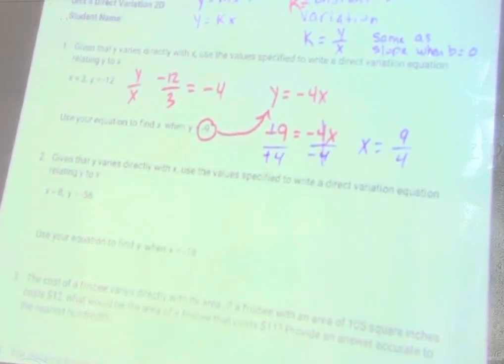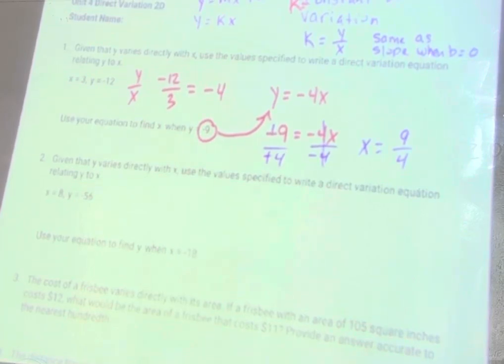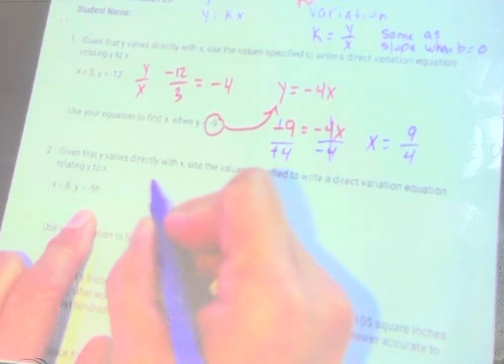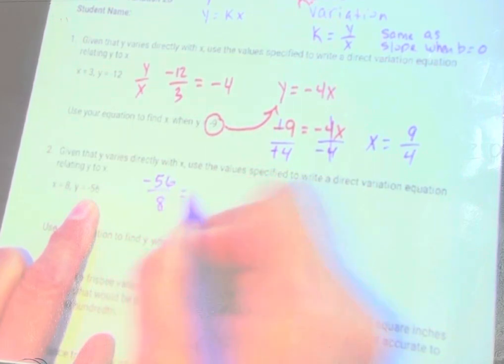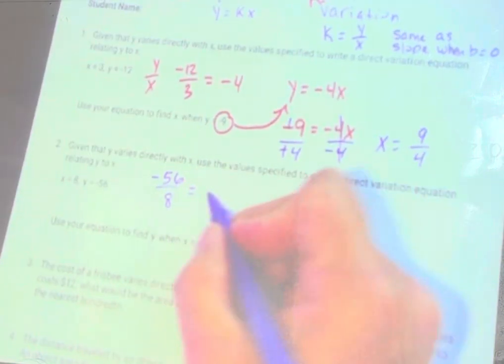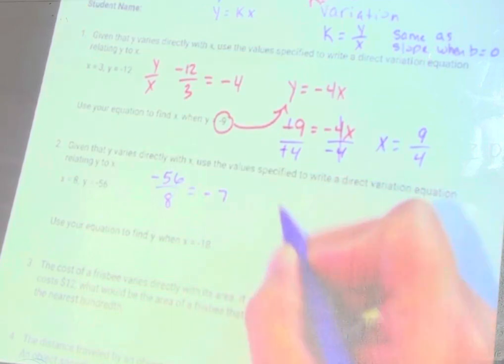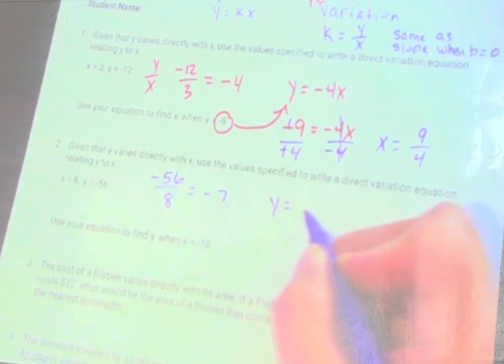Number 2, 8 over negative 56 or negative 56 over 8? What are we going to do first? Correct. The negative 56 is our y, so that's on top, divided by 8, and we get negative what? 7. So our equation is y equals negative 7x.